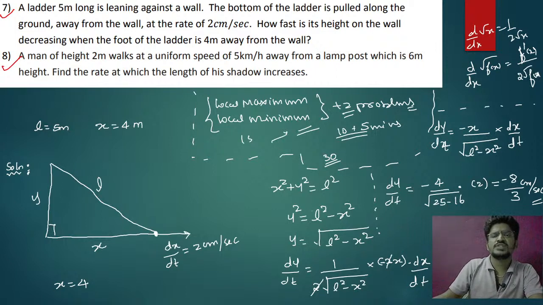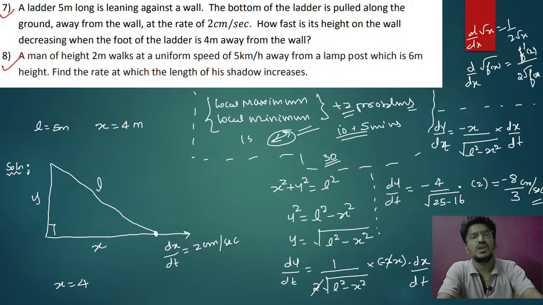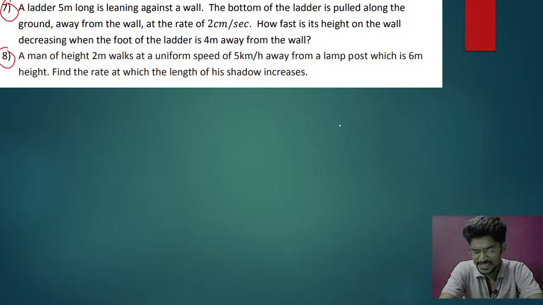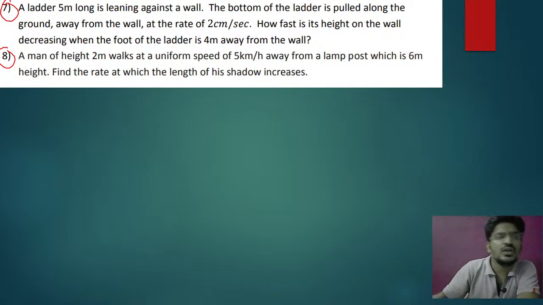And this was the matter which we discussed yesterday, that I can't remove because it is already saved in the file. So no problem. Now you got the answer. The rate of change of decrease in the height of the wall is minus 8 by 3 centimeter per second. Now let us go for the 8th problem.